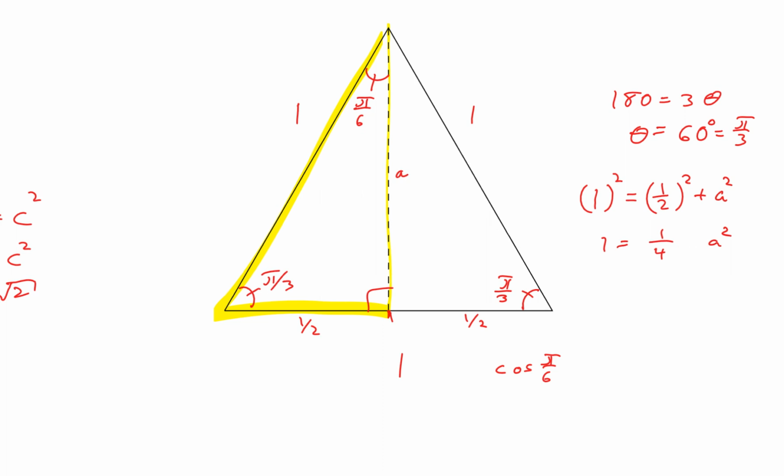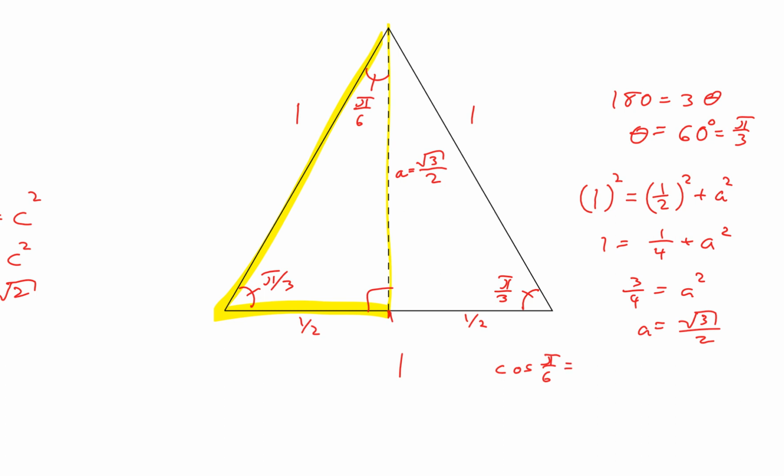Sorry about that. I'm going to erase. There it goes. All right, subtract the 1/4 from both sides. And we get 3/4 equals a squared. Take the square root. And we find that a equals the square root of 3 divided by 2. There we go. All right, now we can find cosine of pi over 6.